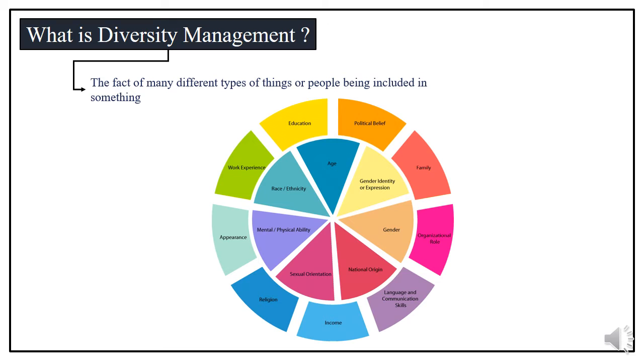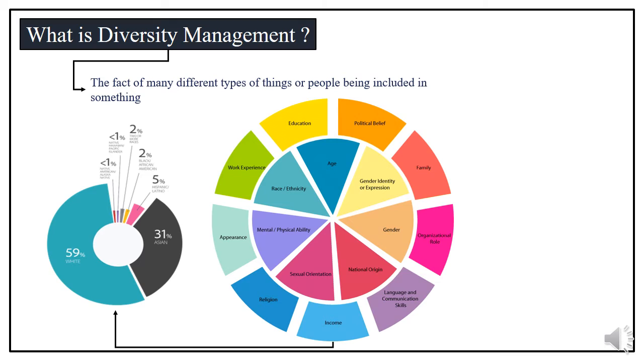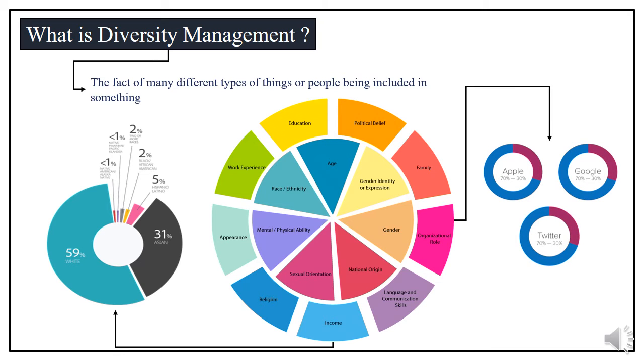If you can see the pie diagram, it shows how diversity can be divided based on education, age, family, race, ethnicity, and whatnot. The next pie diagram shows how people are diverse based on their race and ethnicity. Now, with respect to the first pie diagram, let's see the third diagram, which shows the company-wise diversity management. Here you can see big and leading multinational companies like Apple, Google, and Twitter.